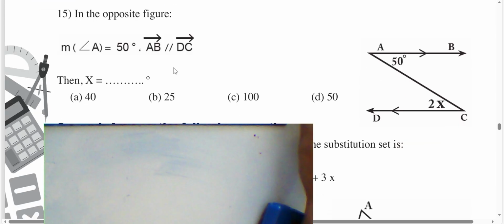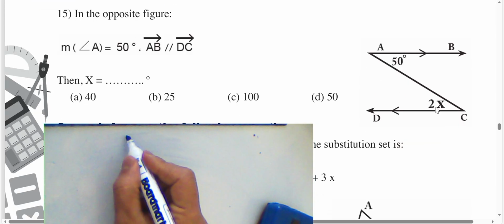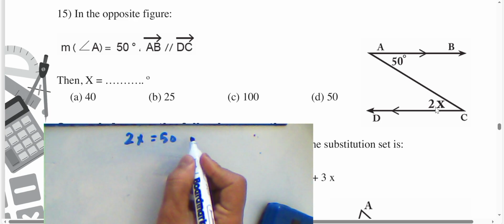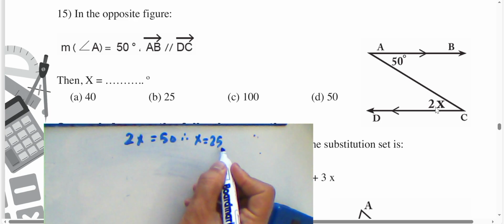The opposite. We want to find the measure of angle x. We have 50 and 2x. They are equivalent. 2x equal 50. Then the measure of angle x is 25 degree.